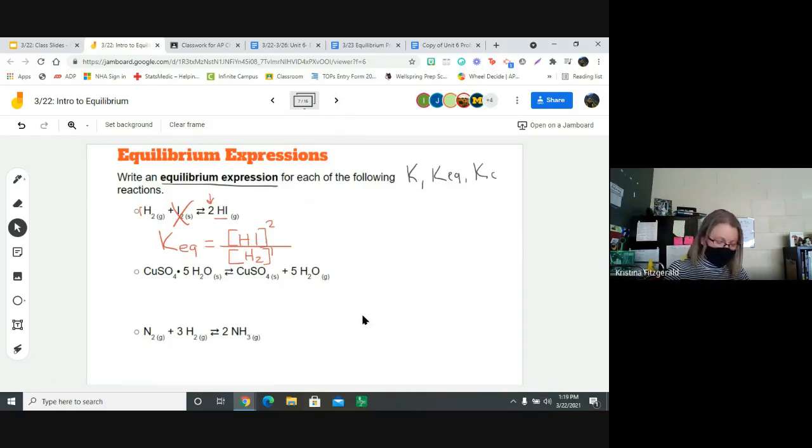Okay, let's look at number 2. Let's kind of do one together here. Which things are we going to cross out? Which things do I not want for my equilibrium expression?